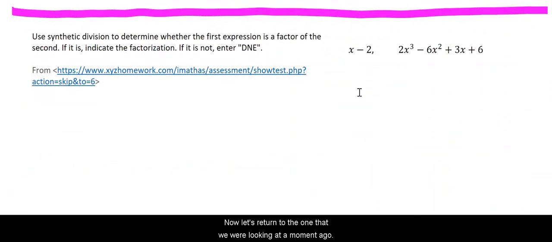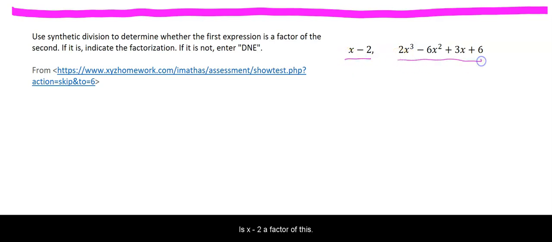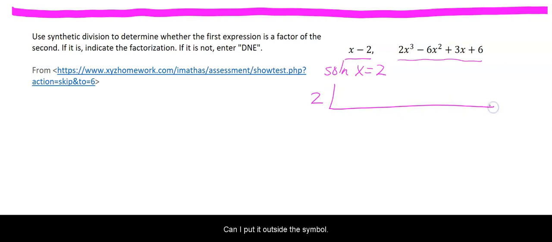Now let's return to the one that we were looking at a moment ago. Can we work this one? Is x minus 2 a factor of this? To be a factor means that the remainder is 0. If I'm looking at that, then what solution belongs to the factor x minus 2? The solution would be x equal 2. I take the 2 and I put it outside the symbol.